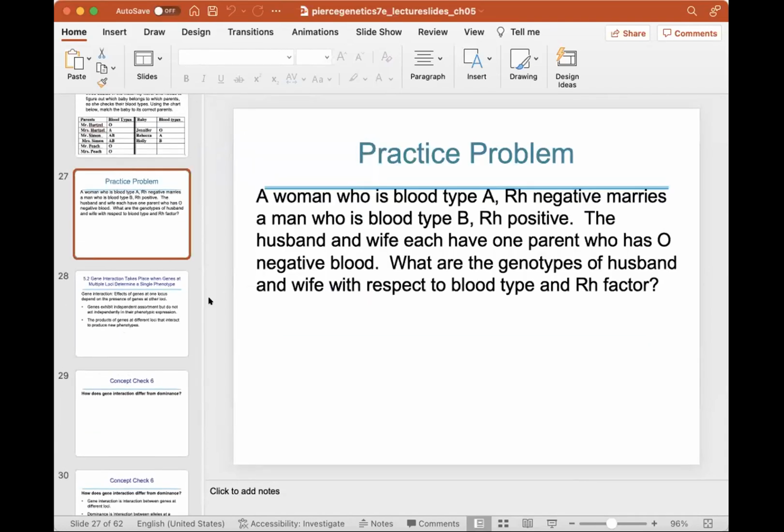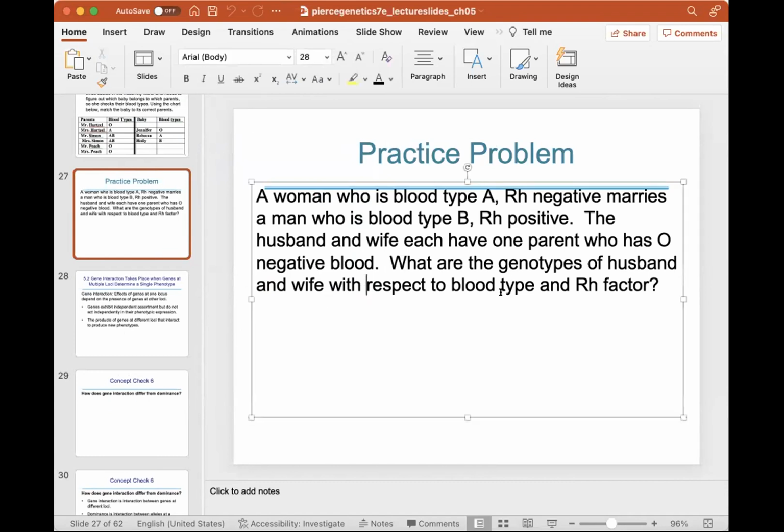So this question, right? Okay, so a woman who is blood type A, Rh negative, marries a man who is blood type B, Rh positive. The husband and wife each have one parent who has O negative blood. What are the genotypes of husband and wife with respect to blood type and RH factor? Okay, there's a lot to unpack here.